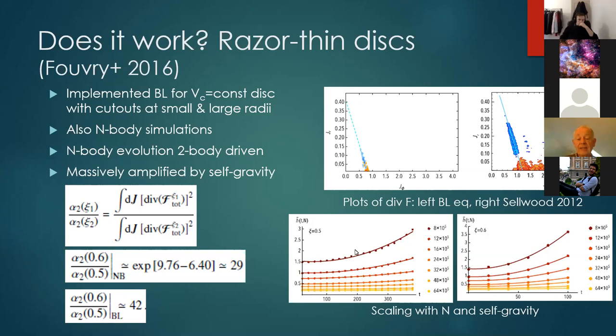And the plots on the left are when half of the force field is generated by the actual particles rather than by dark halo. And on the right is when 0.6 of the interaction is caused. So on the right, self-gravity is more important. On the left, self-gravity is less important. And what he did was compute these ratios, which is the divergence of the flux, a measure of the relaxation rate.